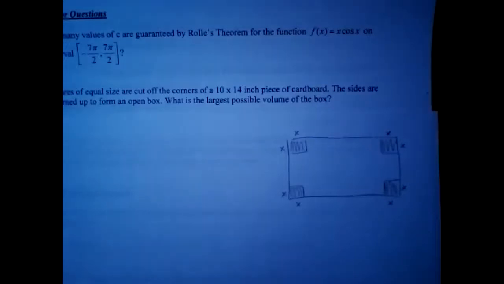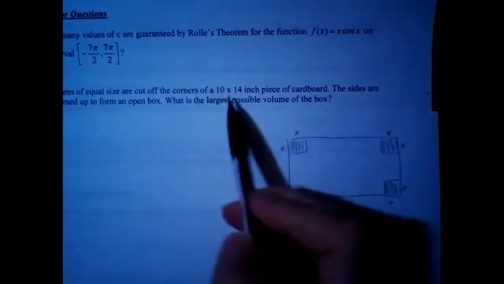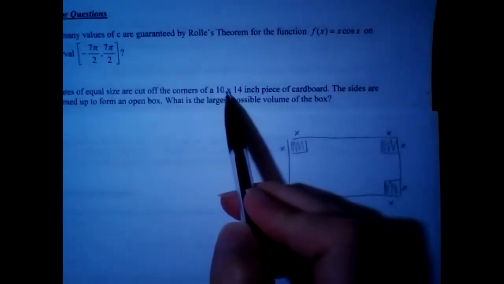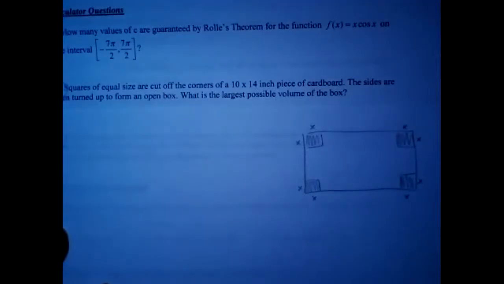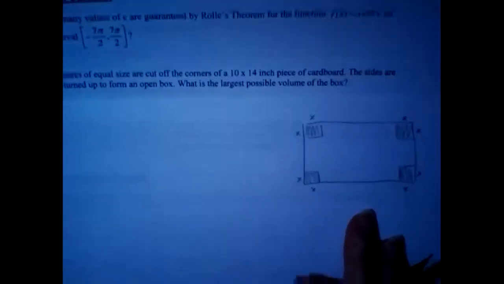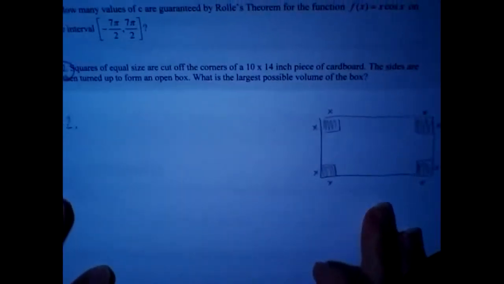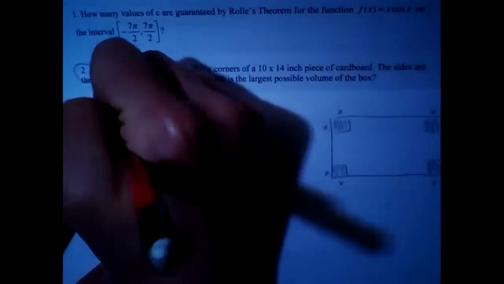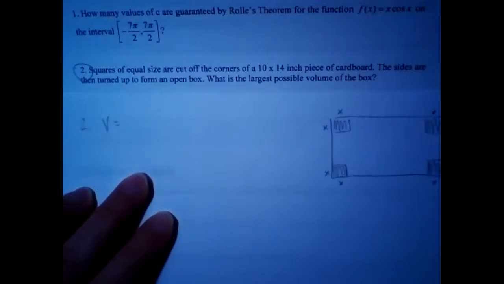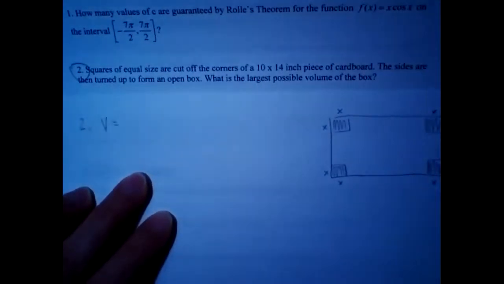And you're like, hey, but Ms. Cole, we already did this problem. Well, the amount that you want to cut out is going to be different since I changed the size of the piece of cardboard. Okay, so it's going to be a different problem. It's going to go the exact same way, just with different numbers on it. So what is the largest possible volume of the box? So we need an equation for volume. It's going to be length times width times height.